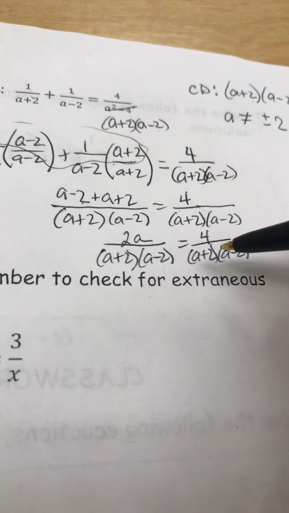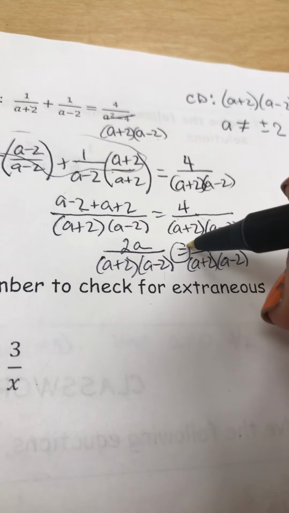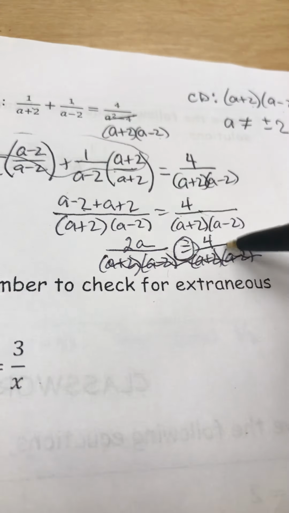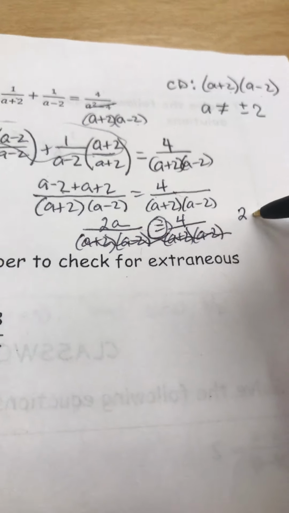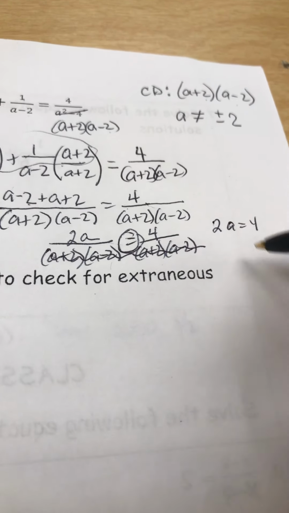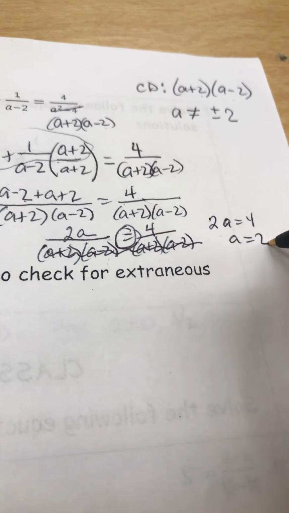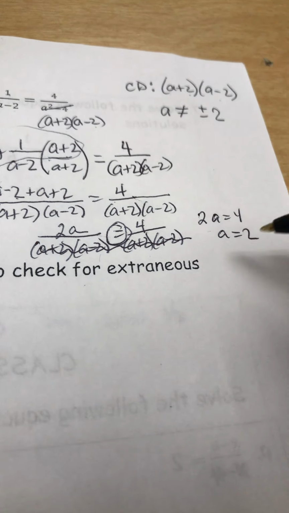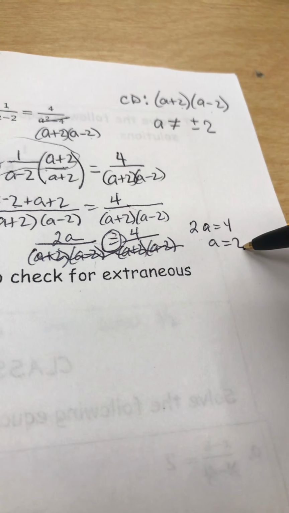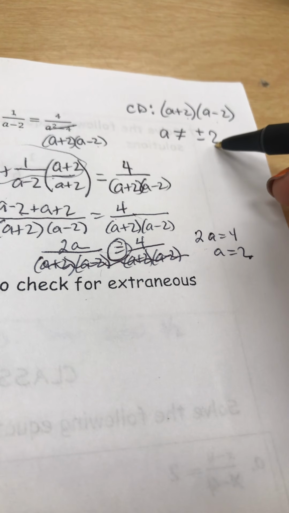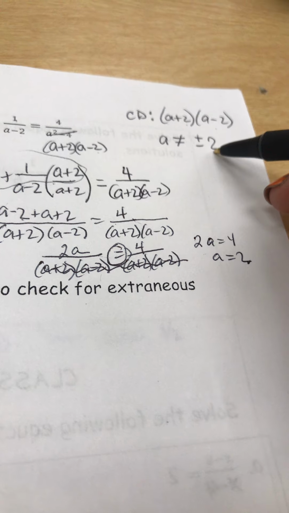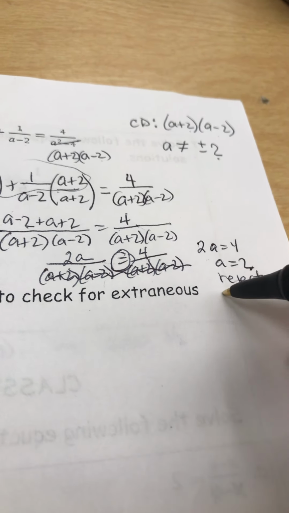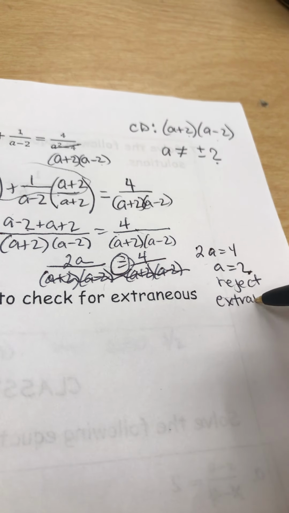So now I try to solve it. Well, if there's an equal sign here, and I've gotten these to match, then my equation is really just 2a equals 4. Divide both sides, we get a equals 2. And here is where it's important. You're telling me the answer is 2, but up here, the undefined told us a could not equal 2. So because of that, this has to get rejected because it is an extraneous root.